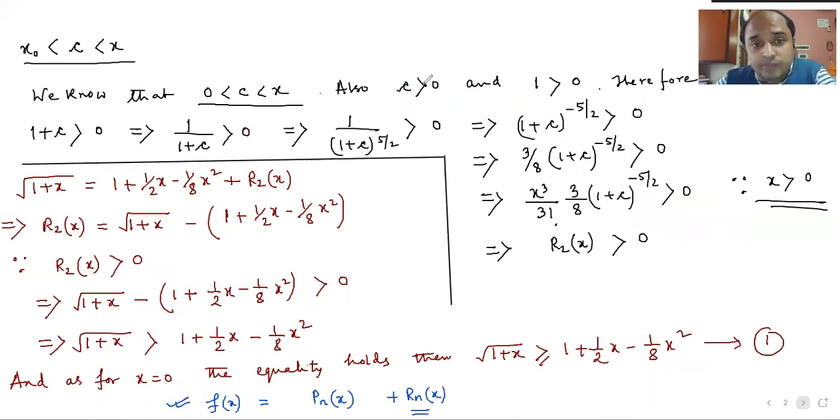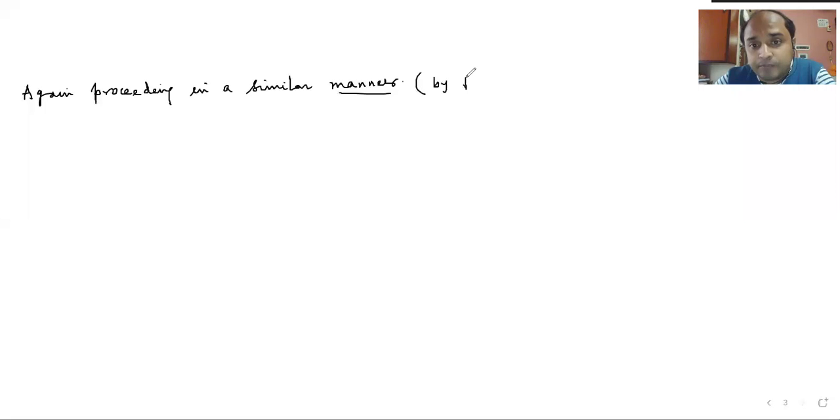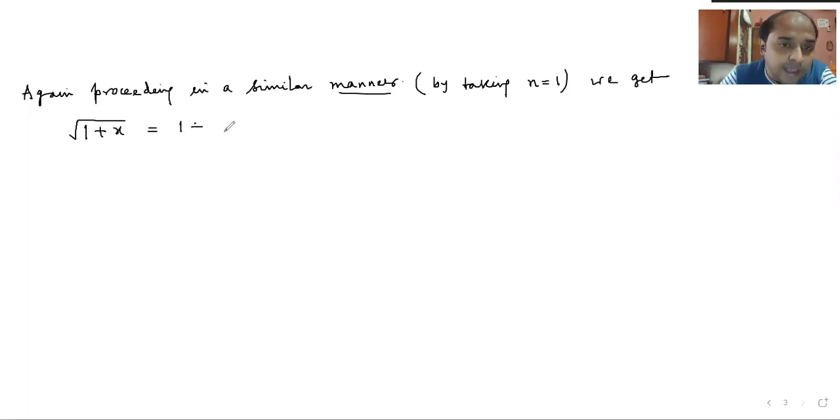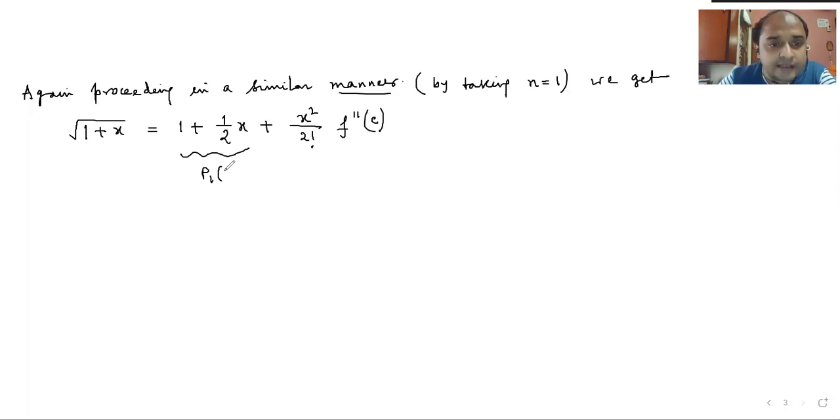This gives me a hint that we must take n equals to 1. We get 1 plus x under square root equal to 1 plus half x plus x square by 2 factorial f double dash c. Okay, and this part you can call as p1x, and this part you can call as r1x. So now we are interested in r1x.